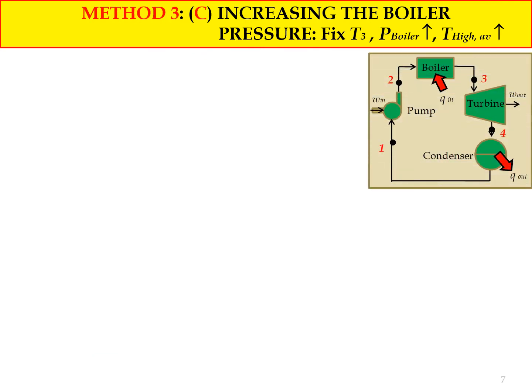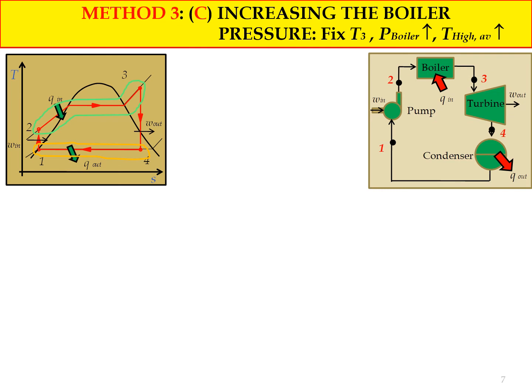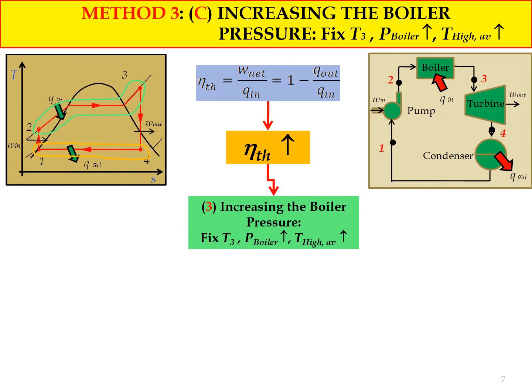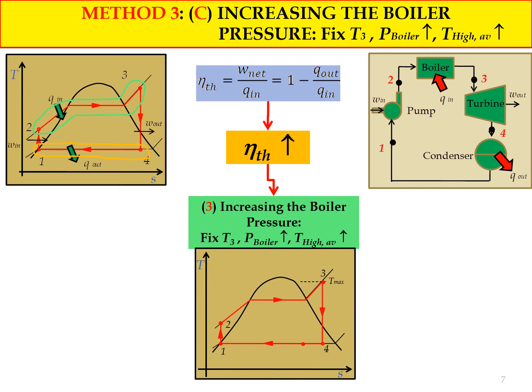Method 3, increasing the boiler pressure. So this is the TS diagram and the simplified diagram of the cycle, and this is the thermal efficiency of the cycle. And to increase the thermal efficiency from method 3, which is increasing the boiler pressure, fixing the temperature at state 3, as you can see, this is the TS diagram. What it means by this is we increase the work net by increasing the average pressure of the boiler to an even higher pressure. As you can see, 2 prime to 3 prime.